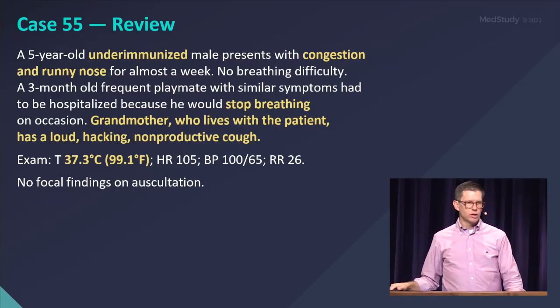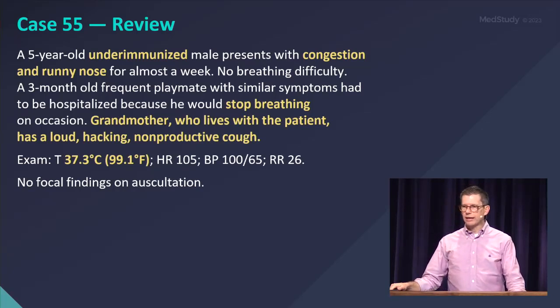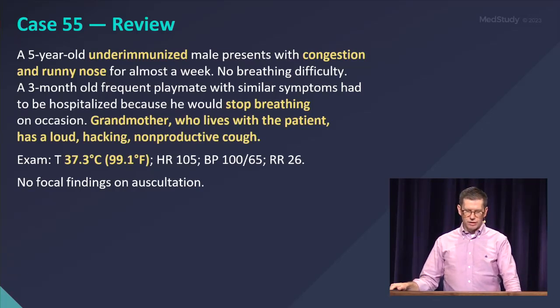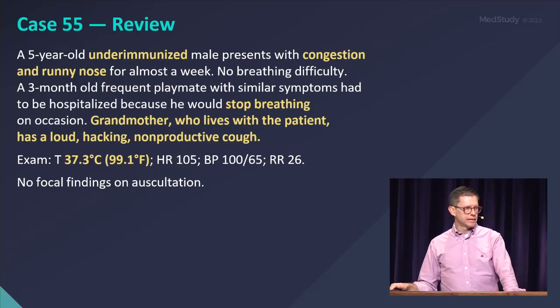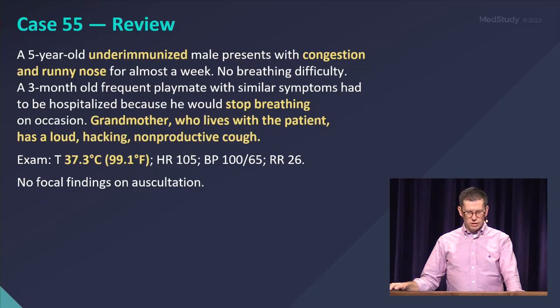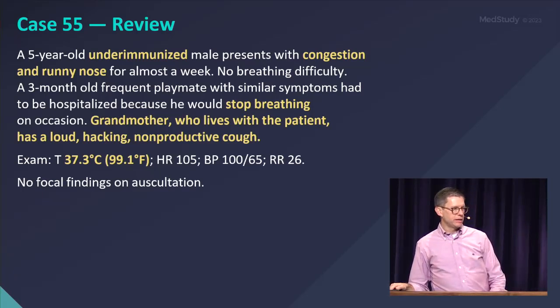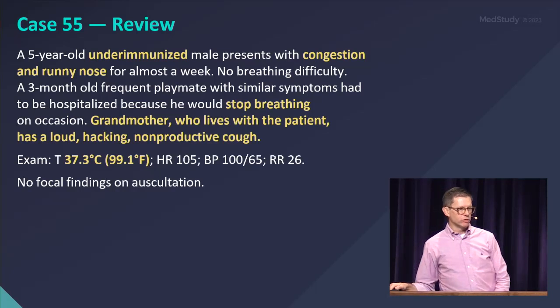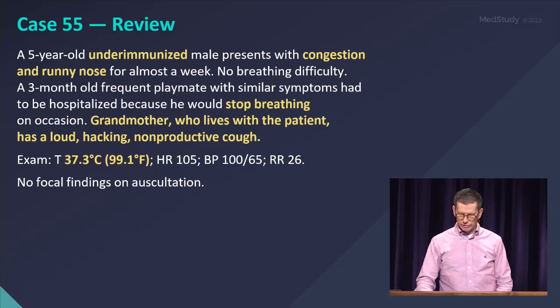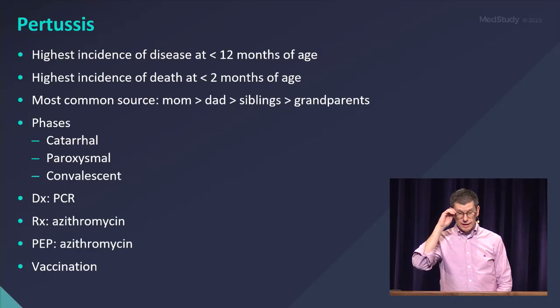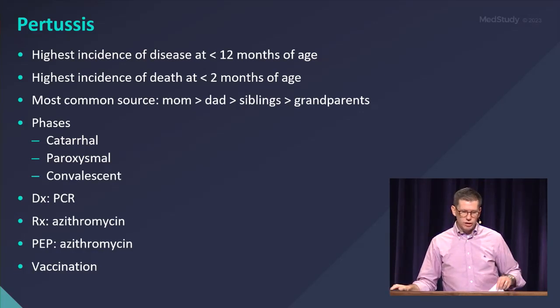The 3-month-old: if you're less than 6 months, you're more likely to be at risk of apnea. And the grandmother has a loud hacking cough, so oftentimes kids are exposed to it from adults who have waning immunity. Pertussis typically does not produce fever, and that's why this particular kid was afebrile. The highest incidence of pertussis is in kids less than 1, with the highest incidence of death in kids less than 2 months of age. Usually they're going to get it from an adult.